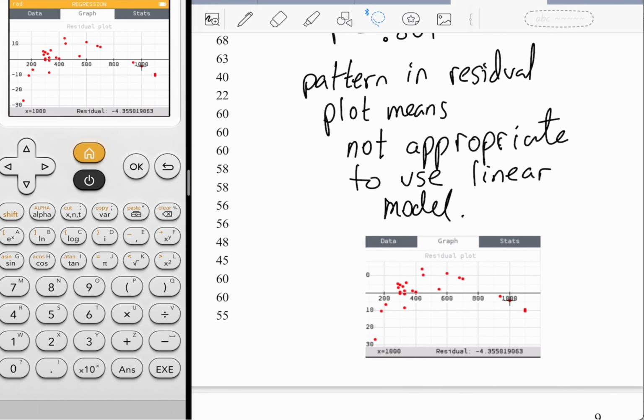Any pattern means the linear model is not appropriate. Now, you run into the issue of, okay, that's all well and good. Do I just scrap this whole statistical inferential procedure? It doesn't work, so I guess I don't have to do any more analysis? No, it just means that we have to learn other techniques to evaluate a data set.